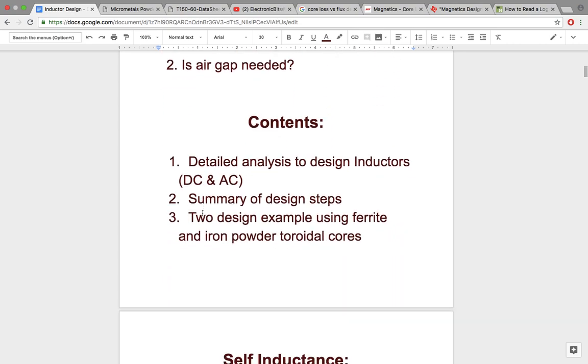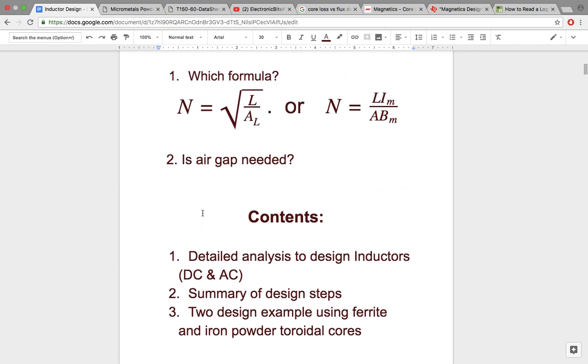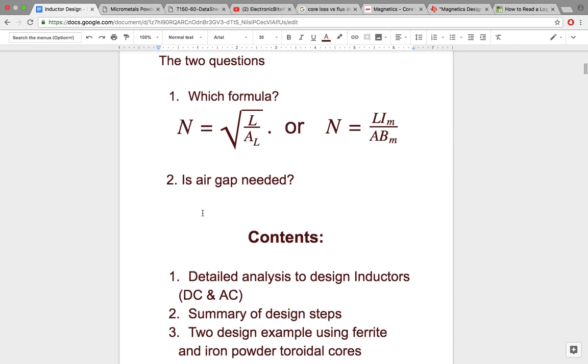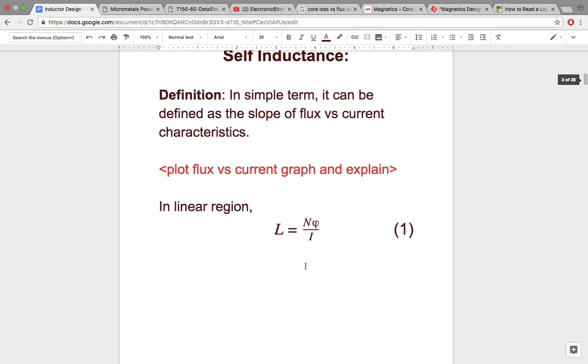This is the flow of the video. First we'll go through a few basics related to designing an inductor, and then we will talk in detail about how to design an inductor for DC and AC application. Then we will list the steps we can follow for designing an inductor from scratch, and then we'll go through two design applications where we'll be using ferrite and iron powder toroidal cores, where we will completely see the difference between using these two formulas. Okay, so let's go ahead.